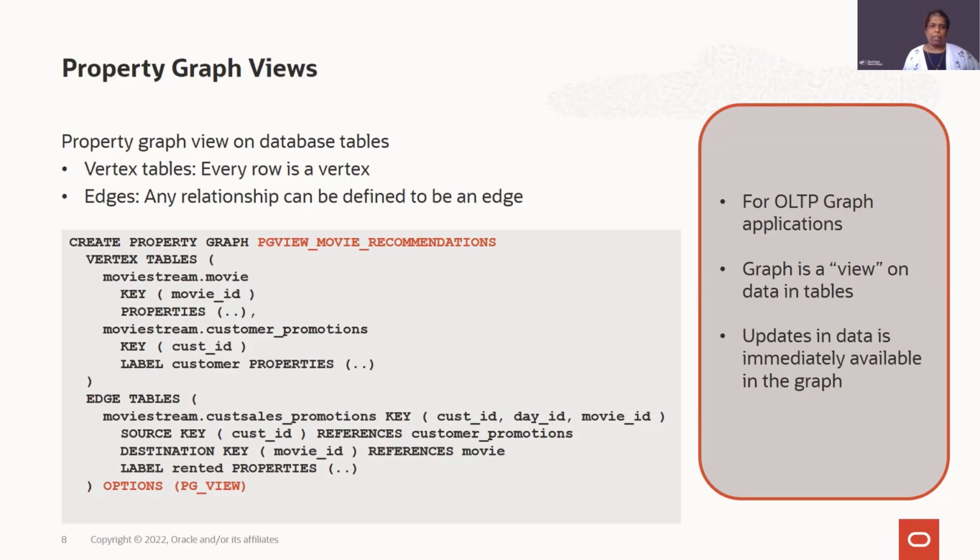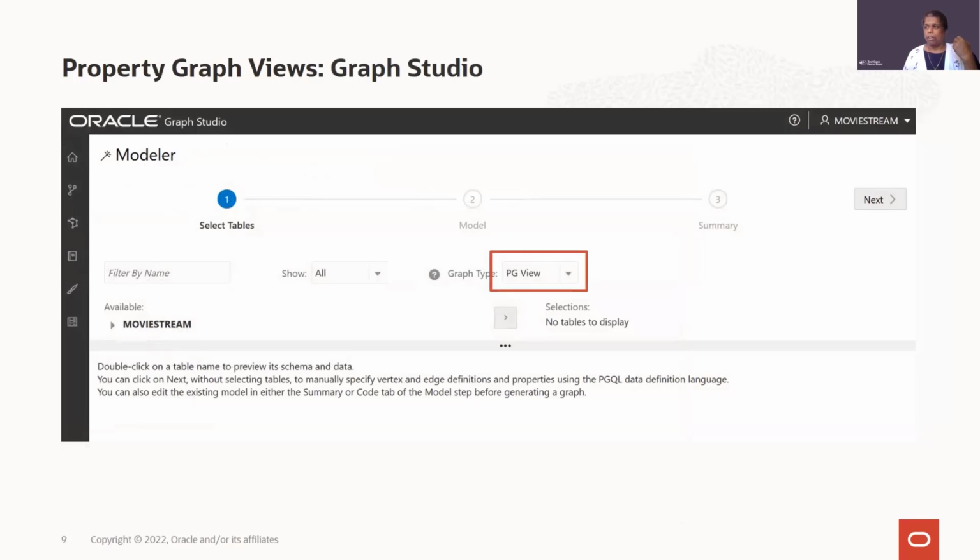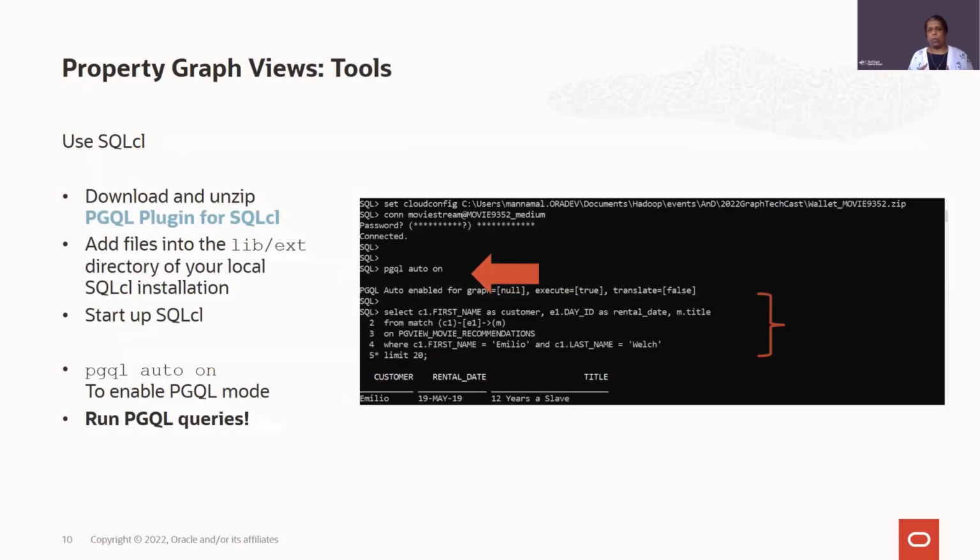So the nice thing about looking at the graph in the database is, of course, we talked a lot about Graph Studio, but I want to take a minute to talk about a couple of other tools, like the SQL client. Before that, in Graph Studio, when you're creating a graph, you would just select the PG view option to create a property graph view. And then, as I was saying, you can also use this from a SQLcl client. So it's a familiar tool, just like you work with SQL. You can enable PGQL mode, and then you can say, I'm going to run PGQL queries. So let me just quickly show what that looks like here.